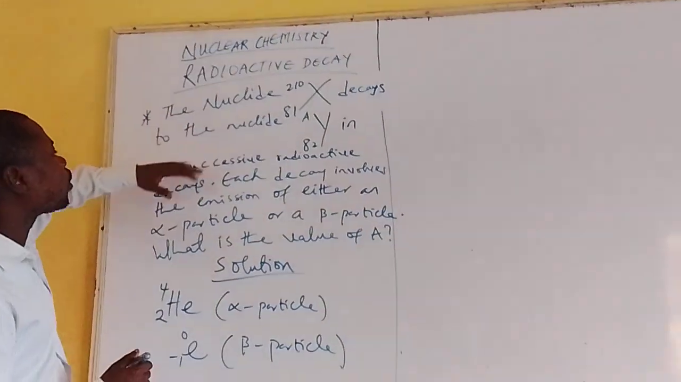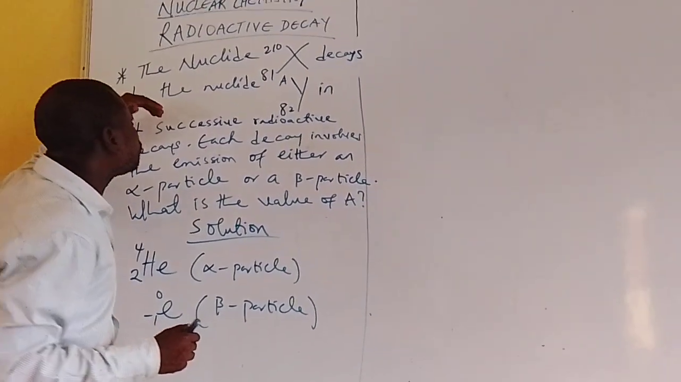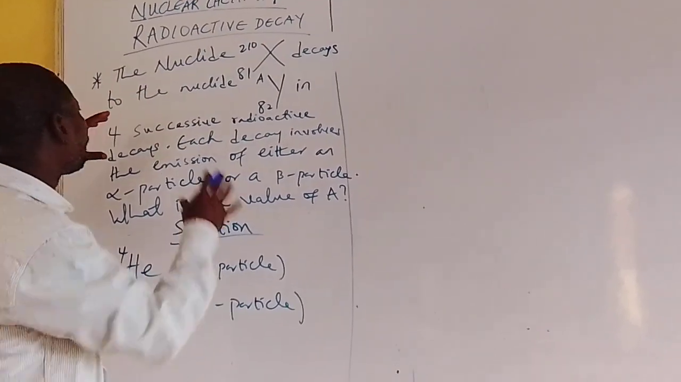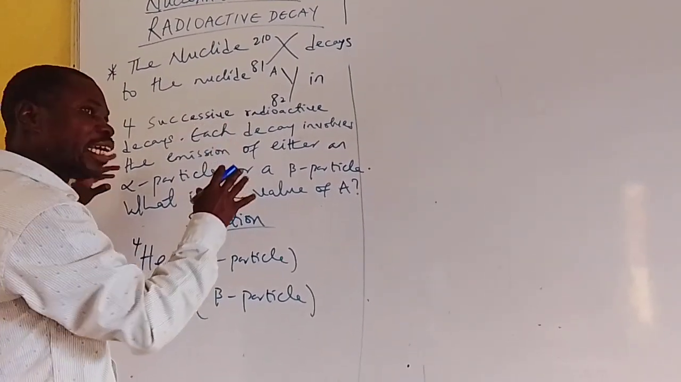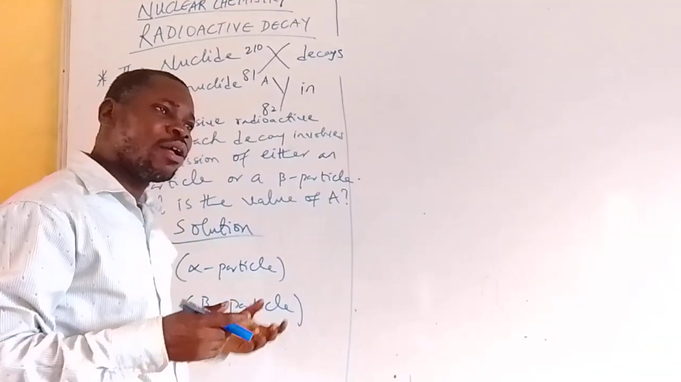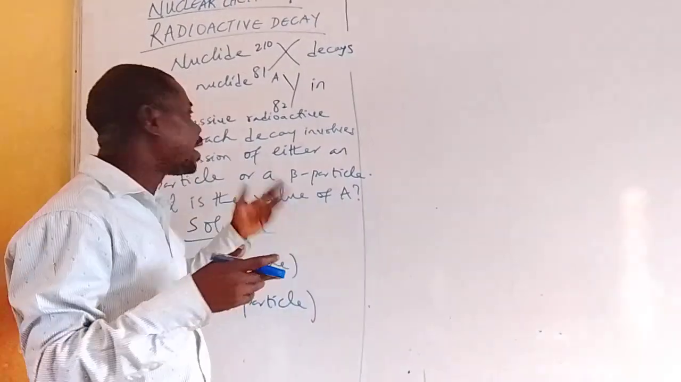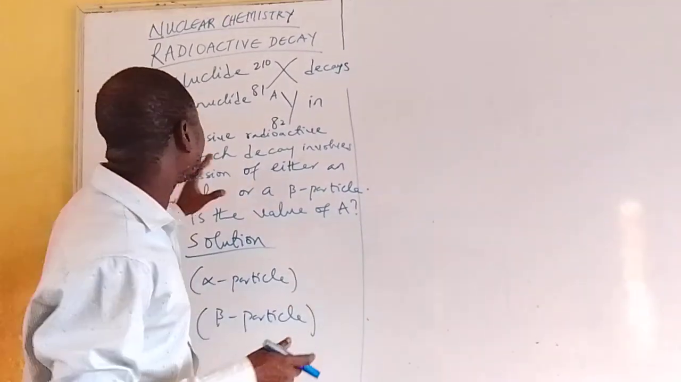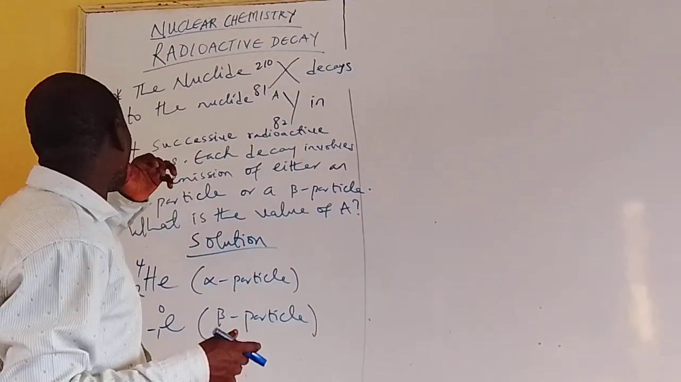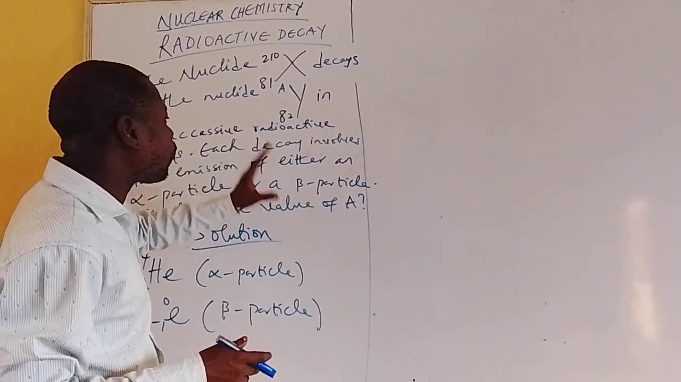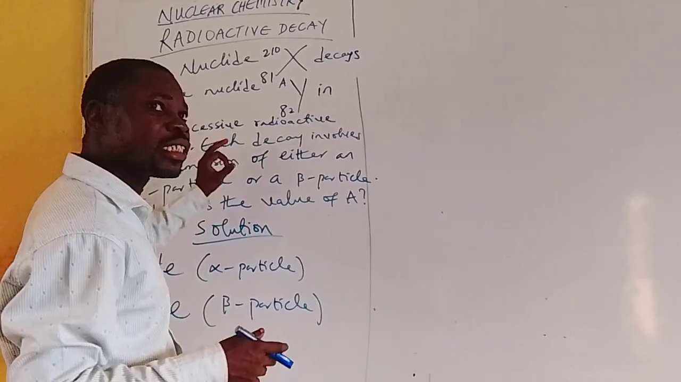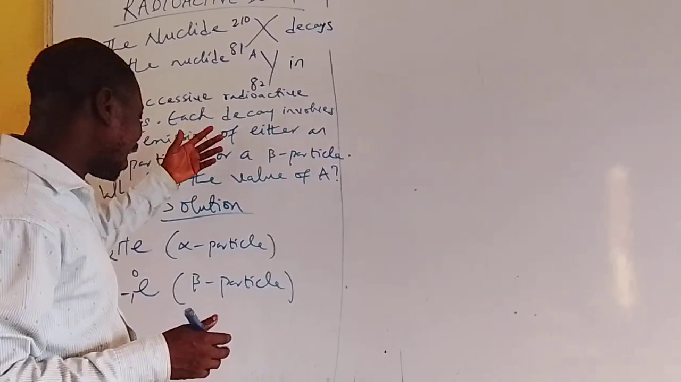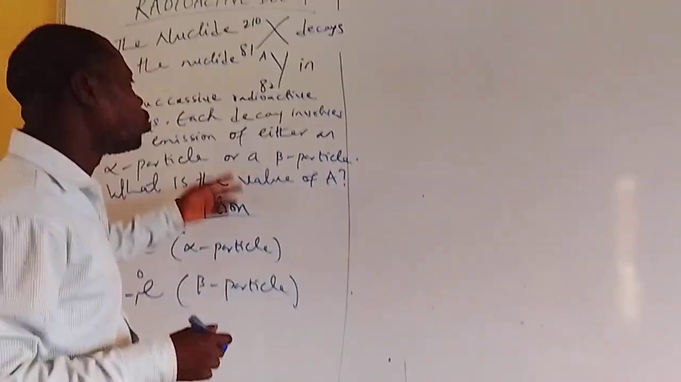Now the next line of action from the context is that we were told that the emission of these particular elements occurs in 4 successive radioactive decays. Now when there is radioactive decay, it either emits an alpha particle, a beta particle, or a gamma particle. But in this context, we were told that the emission is just alpha and beta in 4 successive decays. But we don't know the number of alpha particles emitted. We don't know the number of beta particles emitted.